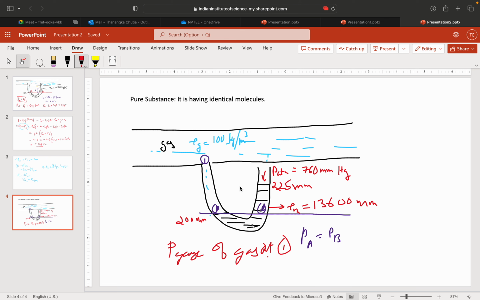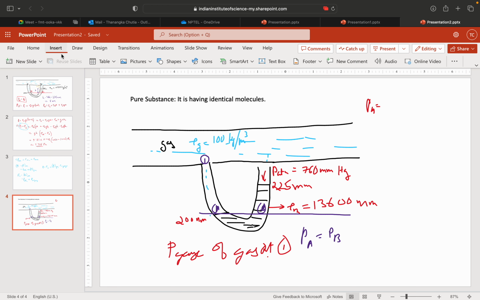Now you just have to treat the gas as another liquid, as in the previous case. So P at A is equal to P at B. P at A will be what? Let me move to the next slide.